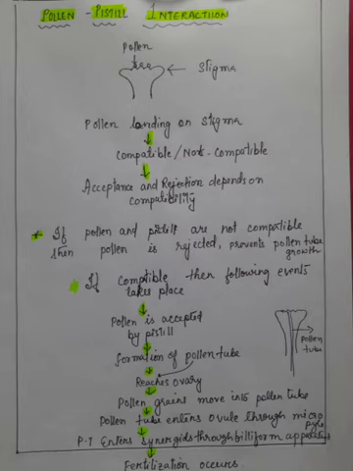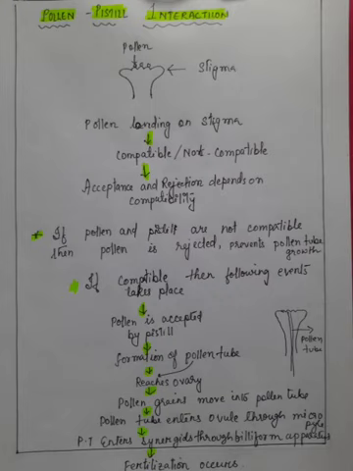So what happens if the pollen and pistil are not compatible? Then the pollen grain is rejected by the stigma or by the pistil. That will prevent the growth of the pollen tube, and there will be no fertilization. This happens when there is no interaction or when the pollen is rejected.